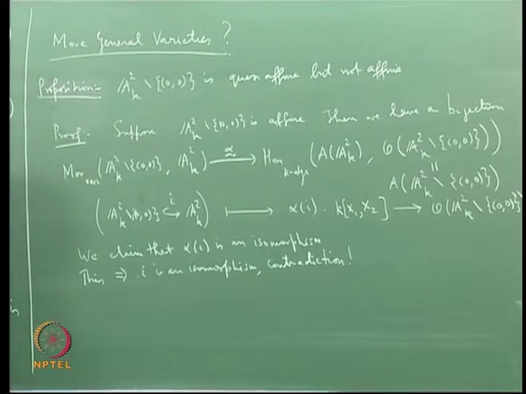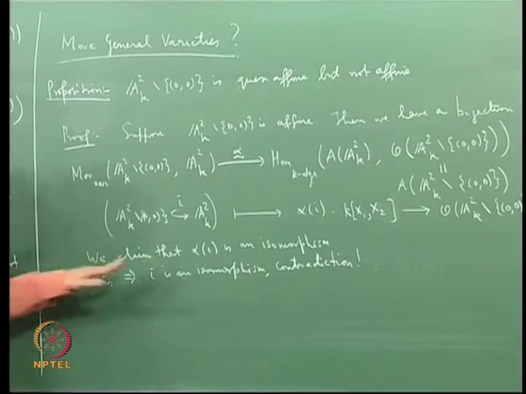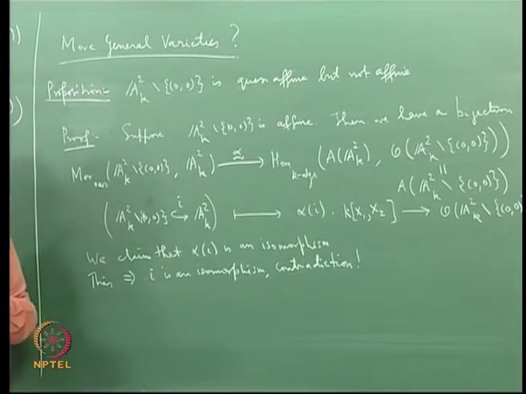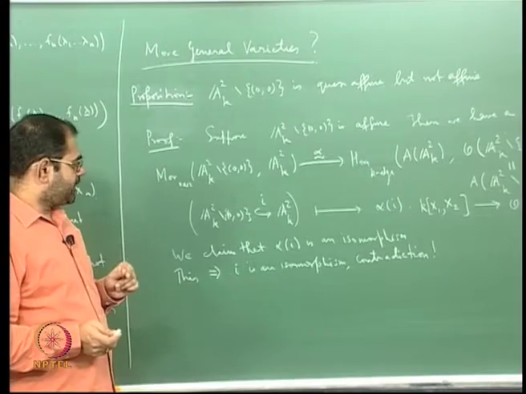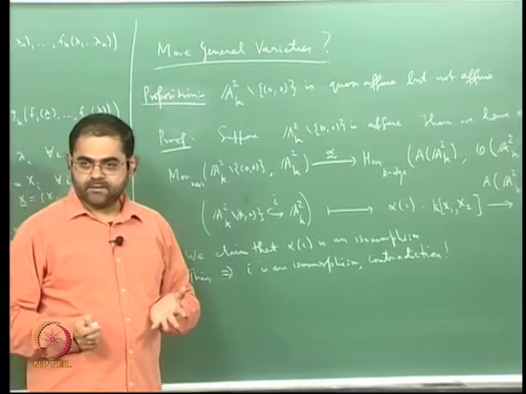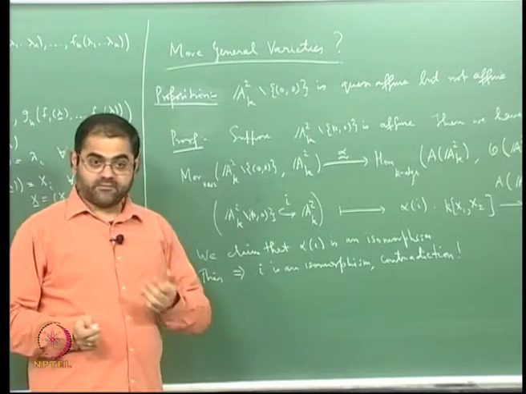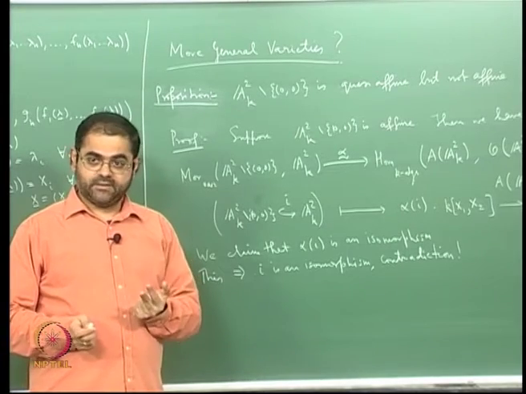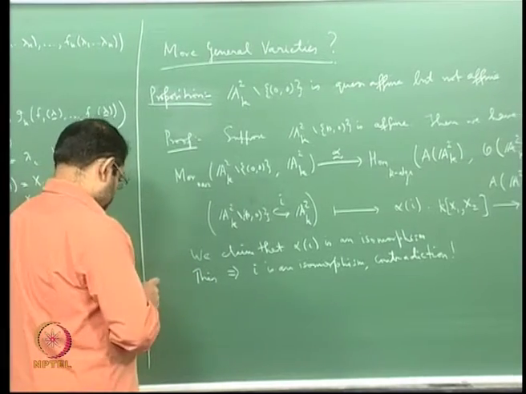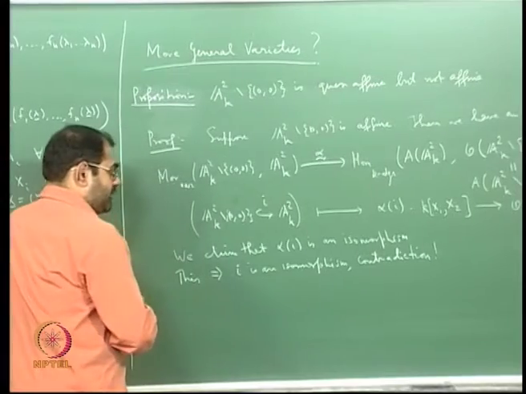So how to show that alpha of I is an isomorphism? Okay, there are two things that need to be done. It is a k-algebra homomorphism, so I have to show it is injective, then I have to show it is surjective. Okay, so let me explain why alpha of I is injective.